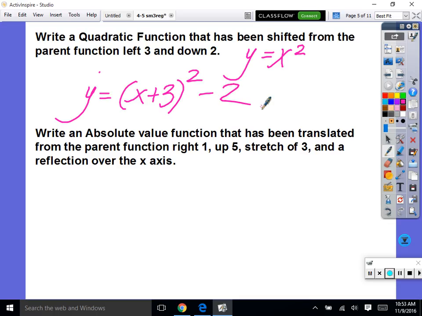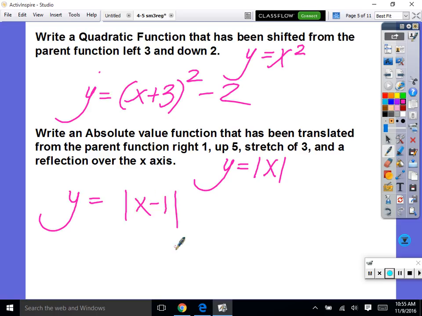So I want you to try absolute value function, do that one. So we got, this is the parent function, and it's been right 1, up 5, stretch of 3, reflection over the x-axis. So let's do it in pieces. So the right 1 is your shift left and right is grouped in with x. So x minus 1 because we go opposite. Then it says up 5, so we'll have our add 5 out here. A stretch of 3, put it in there, and a reflection over the x-axis. So we need a negative. So pretty simple. Okay, good.